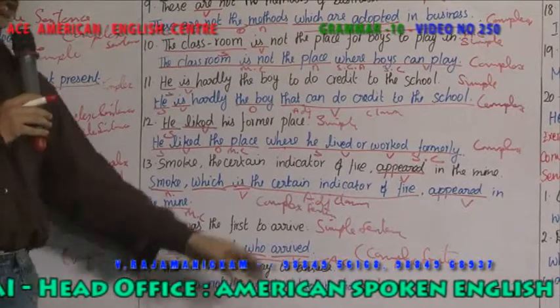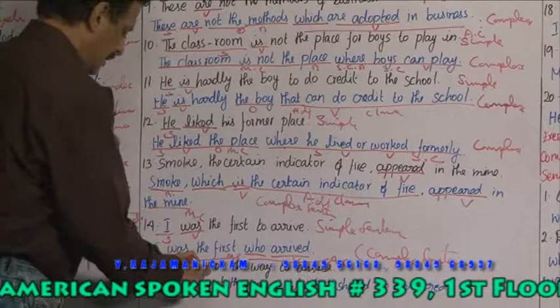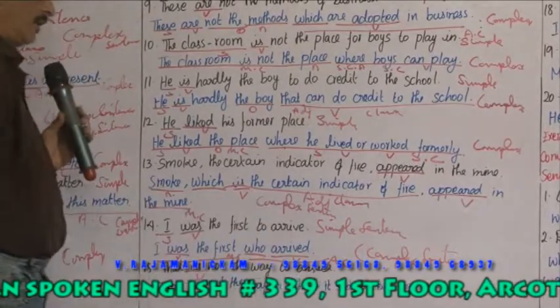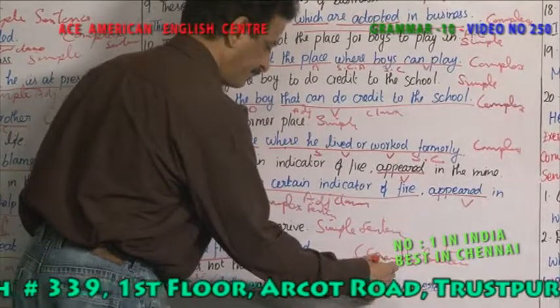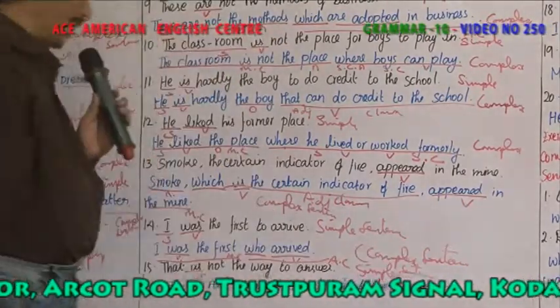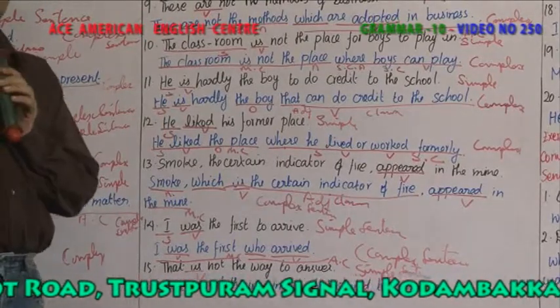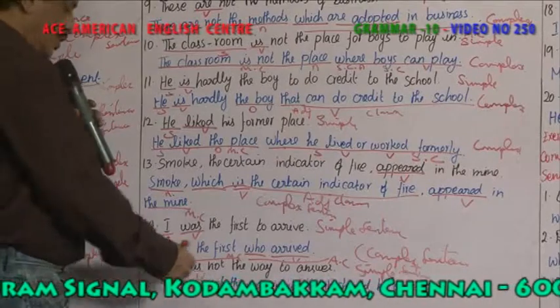That is not the way to answer. How many verbs are there? Is is the only verb. To answer is not a verb. So it is a simple sentence.